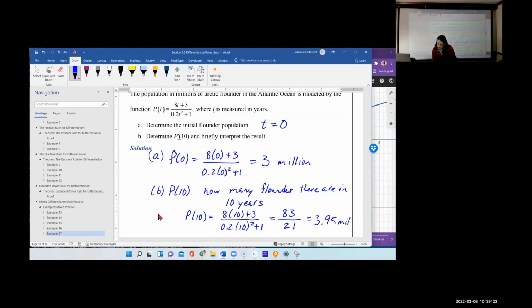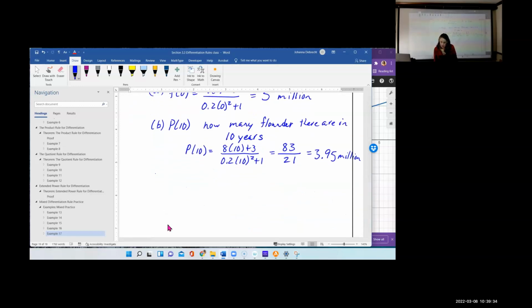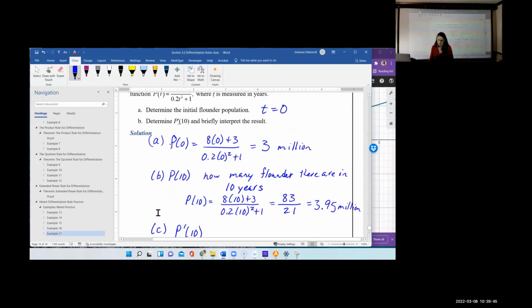Now, if you just did this, you would think, okay, the number of flounder is going up, so everything is fine. It looks like it's healthy. That's not the only way to tell, though. What we want to do now is find the rate of change in 10 years. So what is P prime of 10? How is it changing with respect to time?